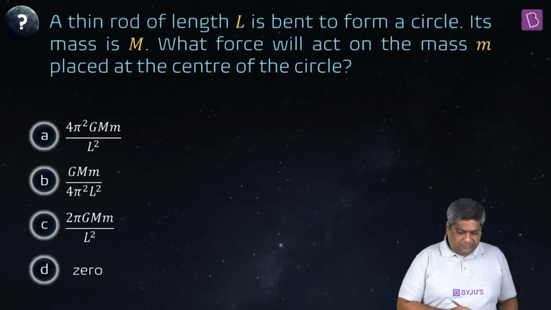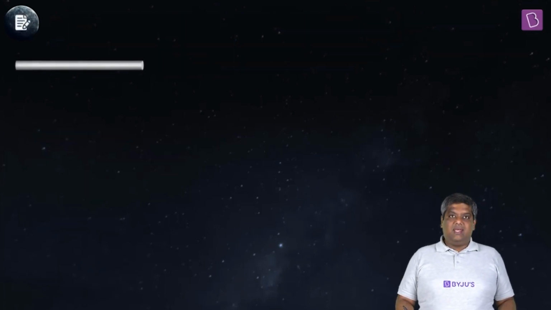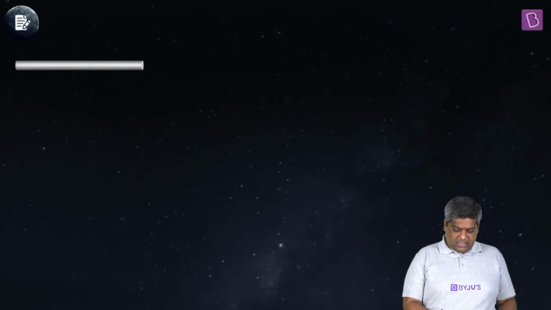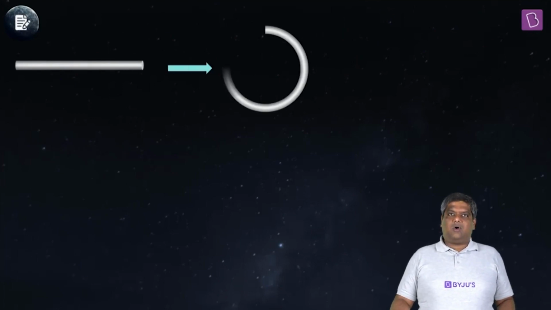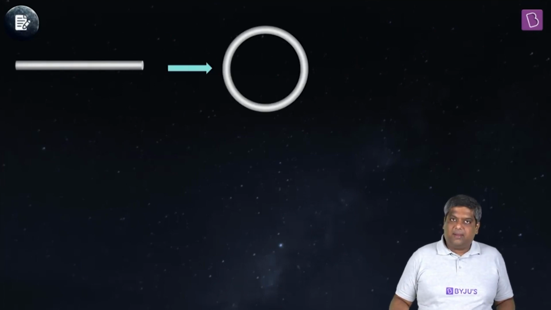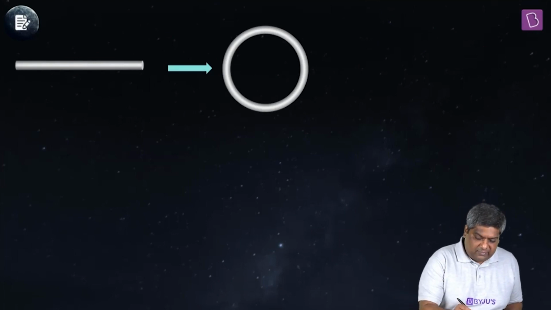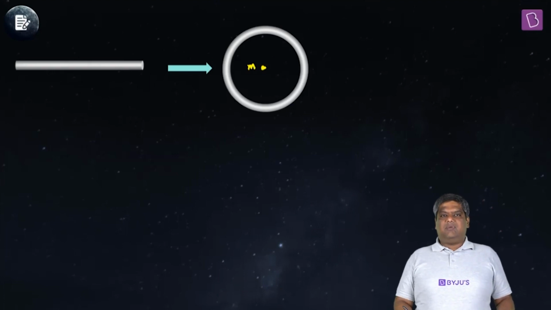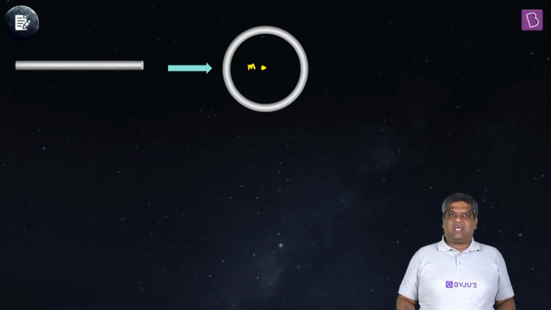Let us start solving. So what we have initially is a thin rod, and now it is bent to form a circular ring. And at the center of the ring, we place a mass small m, and we want the net gravitational force at the center of the ring.